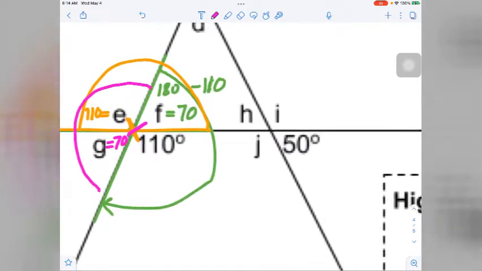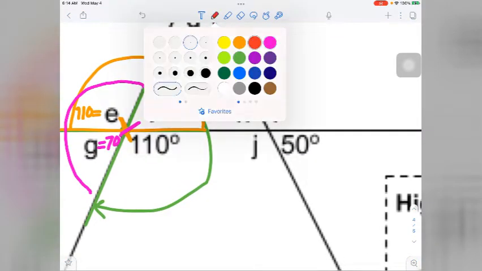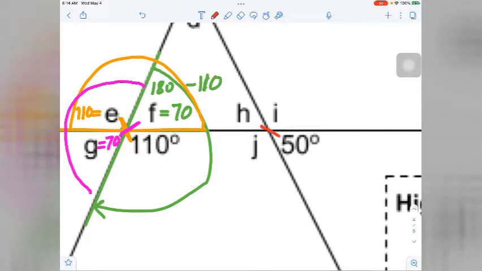Oh, I don't know H yet. Sorry, let's not put H on there yet. So then H is across the way. We're going to figure out H right now. I know these are vertical, so H is 50.